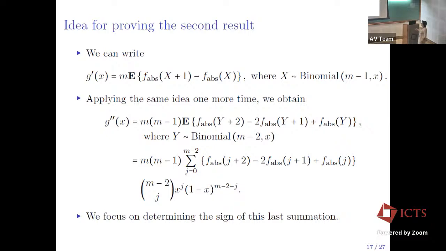If you apply this idea, iterate it again, then when you look at g double prime x, you can write it in this format. So you can see you have applied the same idea twice here. And y here is a binomial m minus 2 comma x random variable. So if you expand this expression, you get this. We are interested in considering the sign of this and eventually the sign of this entire summation. To that end, just to give you a heads up, in the next slide, we will rewrite this in a certain form.